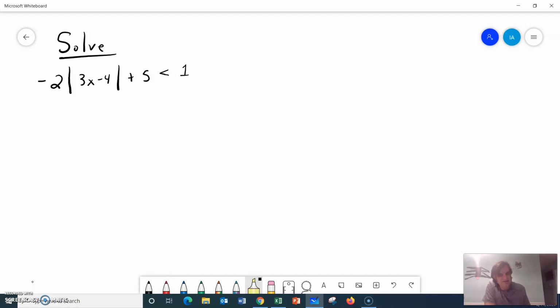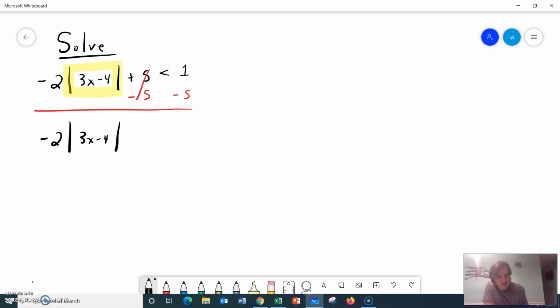So as I keep saying, when solving these, the first thing we want to do is focus on getting the absolute value by itself. And it has a 5 added to it, so we're going to subtract 5 from both sides, which may scare you a little bit, but let's work on it. So that leaves us with -2 times the absolute value of 3x minus 4, and that'll be less than -4.